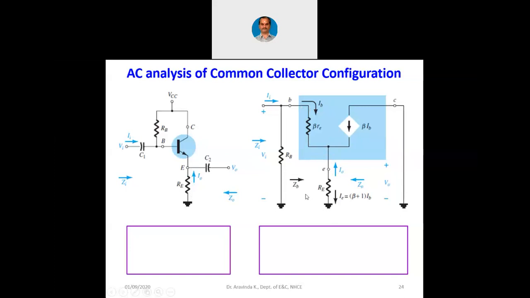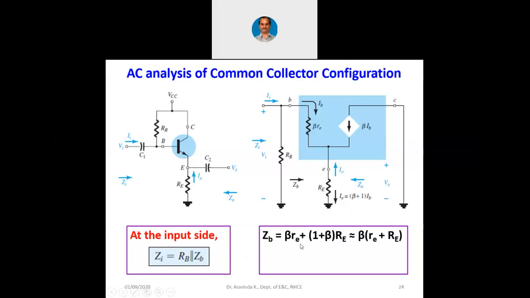What we will do is, we will consider this particular impedance as ZB, impedance at the base, and then we will consider ZB in parallel with RB. So, we can define the input impedance ZI as RB parallel with ZB. ZB is the impedance at the base. Let us compute ZB itself now separately. So, at the input side, ZI is RB parallel with ZB. Now, how to compute ZB? ZB is beta into re plus 1 plus beta into capital RE.